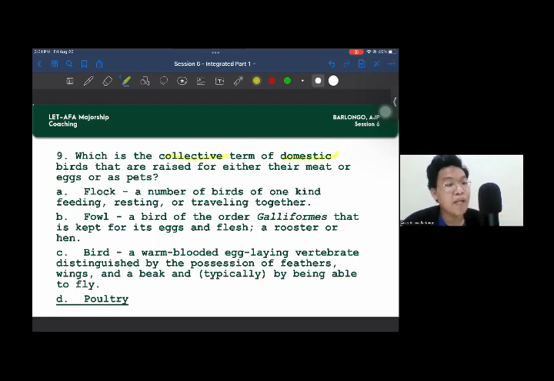Next, letter C is bird. So this is the more general term, which is it is a warm-blooded egg-laying vertebrate, distinguished by the possession of feathers, wings, and a beak, and typically by being able to fly. So that is a broader term. And of course, yung poultry natin. So that is the answer.